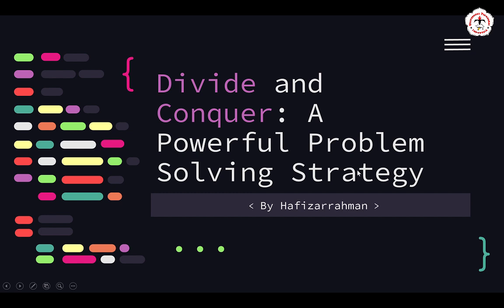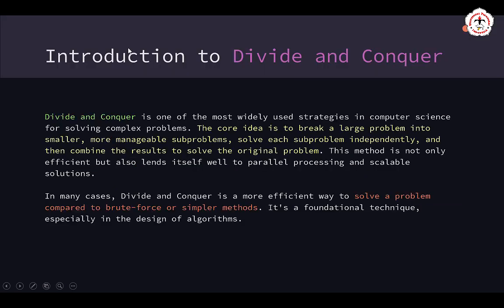First is introduction. Divide and conquer is one of the most widely used strategies in computer science for solving complex problems. The core idea is to break a large problem into smaller, more manageable subproblems, solve each subproblem independently, and then combine the result to solve the original problem.